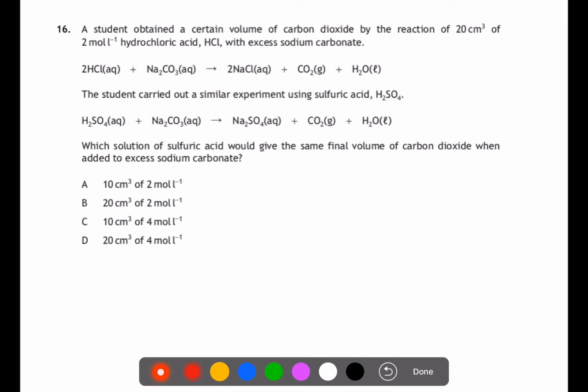Question 16. A student obtained a certain volume of carbon dioxide by the reaction of 20 centimetres cubed of 2 mole per litre hydrochloric acid with excess sodium carbonate. The student carried out a similar experiment using sulfuric acid. Which solution of sulfuric acid would give the same final volume of carbon dioxide when added to excess sodium carbonate? So for the first reaction, we need to work out how many moles of hydrochloric acid were used.